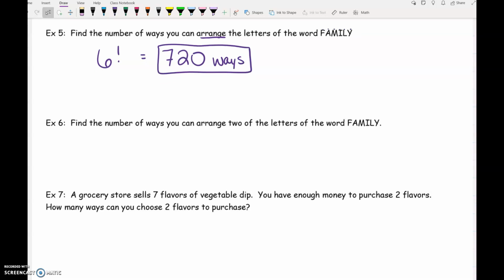Find the number of ways you can arrange 2 of the letters of the word family. Again, it says arrange, which means we're talking about either factorials or permutations. But since it's only 2 of the letters, we are going to do 6 letters, and we are arranging 2 of them. So permutations with nPr is total number, then the specific number we're arranging. So 6 nPr 2, 30.